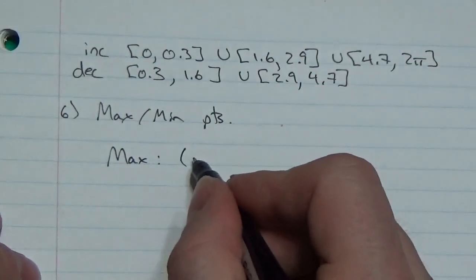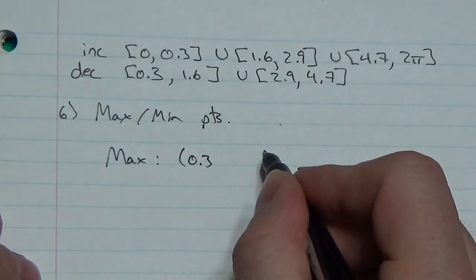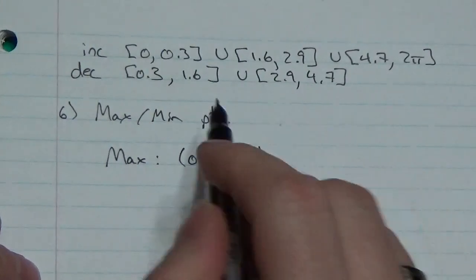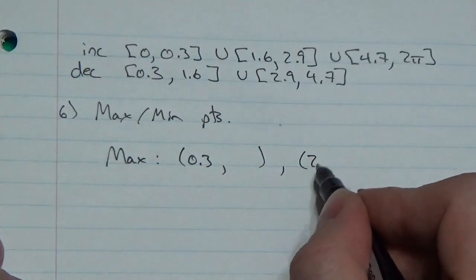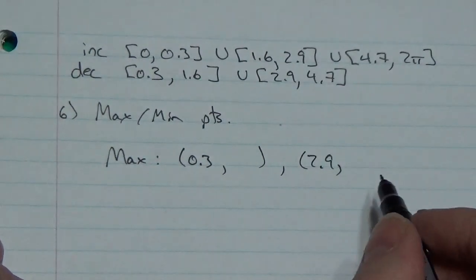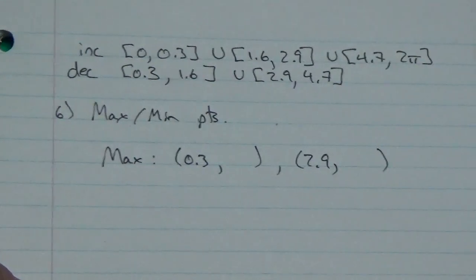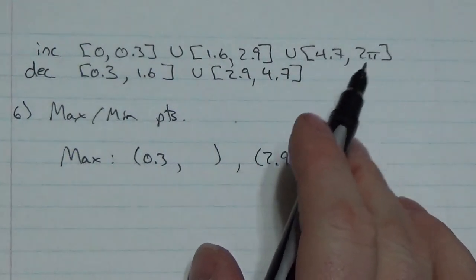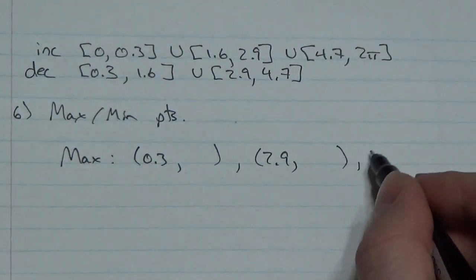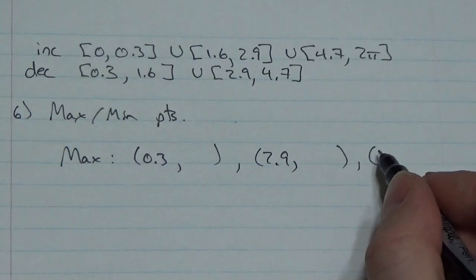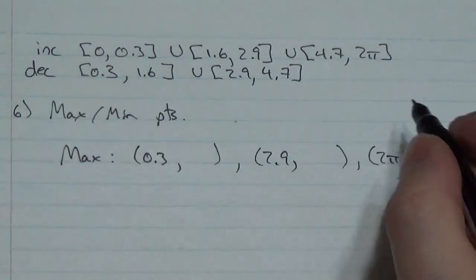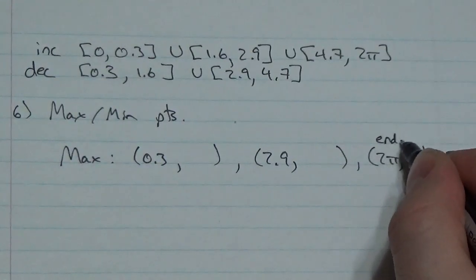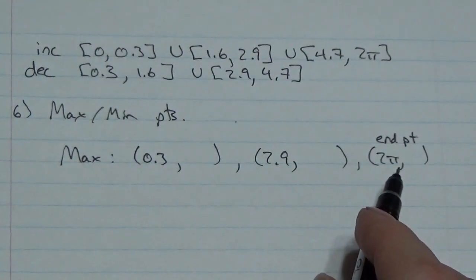Okay, I already know it's going to happen at 0.3. Whereas if I got another one here, another endpoint here of an increasing sequence is going to be 2.9. Okay, and then I know that this increases up to 2 pi. So at the end here, I'm going to have a maximum here at 2 pi. So, and that's going to be an endpoint. So bear in mind that this is going to be an end point there.